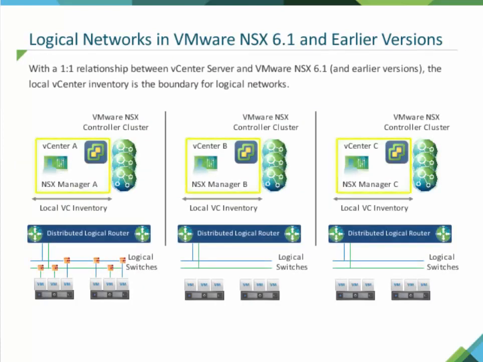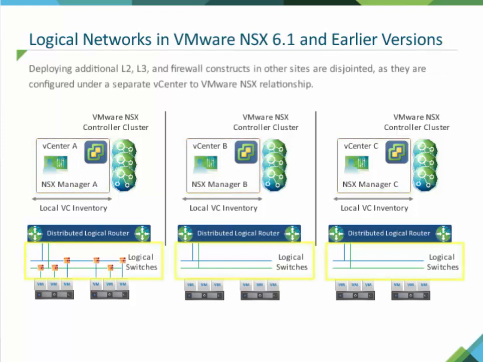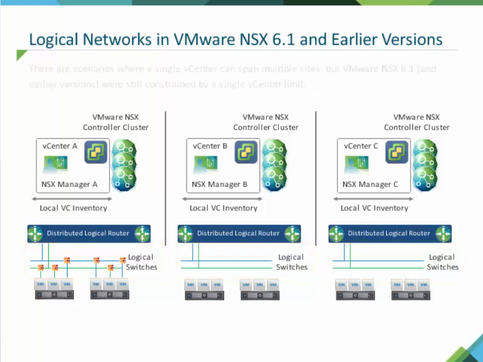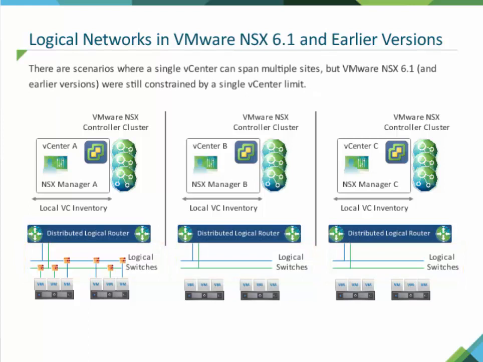With a one-to-one relationship between vCenter Server and VMware NSX 6.1 and earlier versions, the local vCenter inventory is the boundary for logical networks. Deploying additional L2, L3, and firewall constructs in other sites are disjointed, as they are configured under a separate vCenter to VMware NSX relationship. There are scenarios where a single vCenter can span multiple sites, but VMware NSX 6.1 and earlier versions were still constrained by a single vCenter limit.